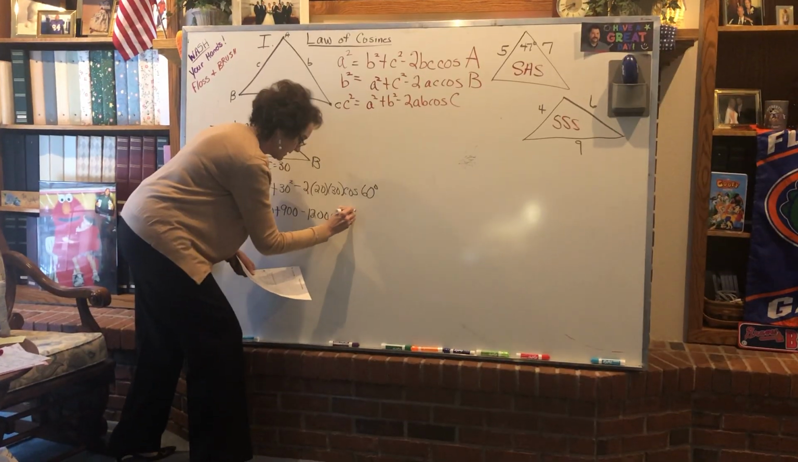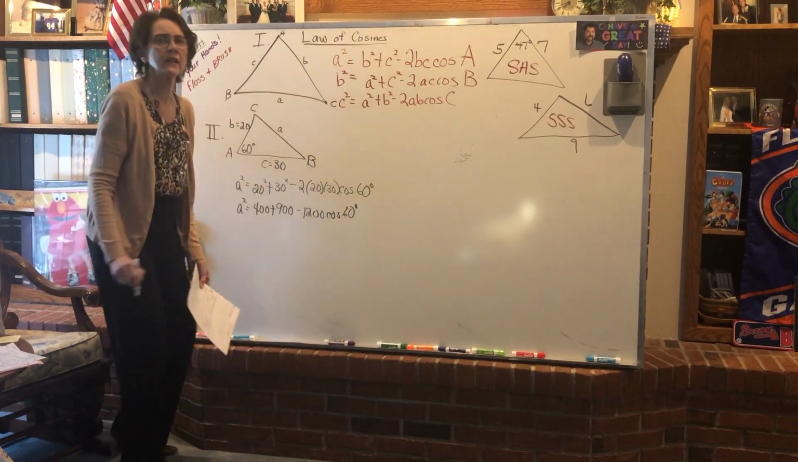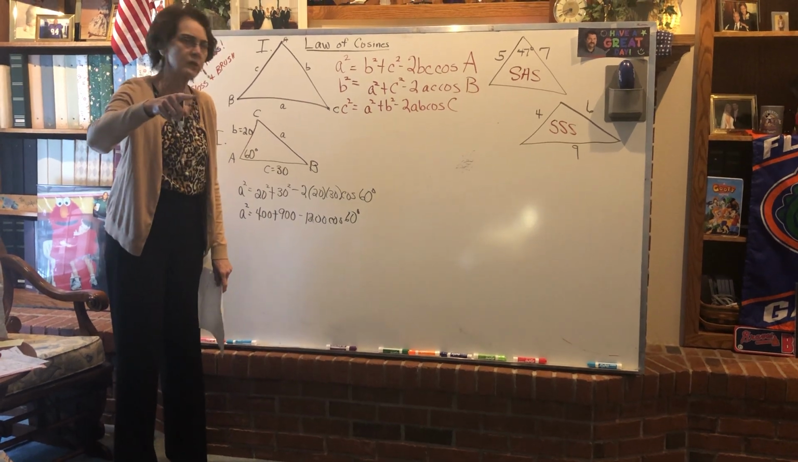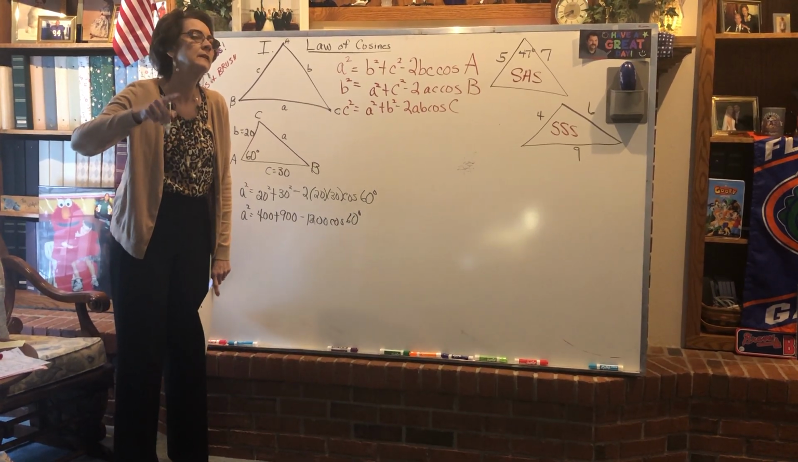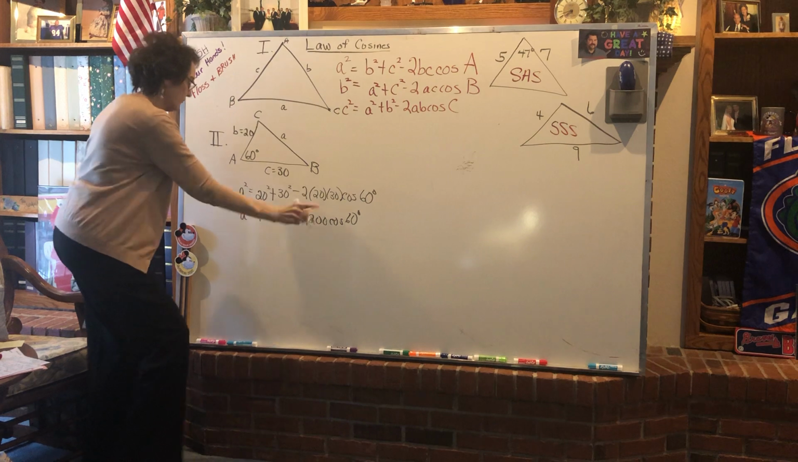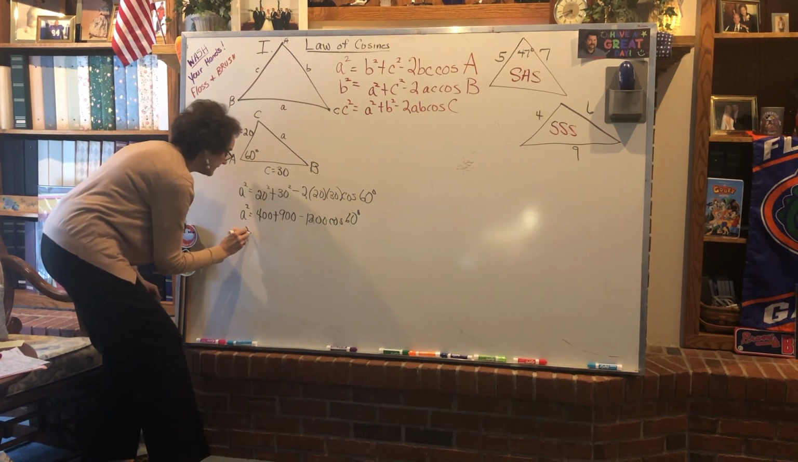Cosine of 60. What is the cosine of 60? You should know that. 60 degrees. You should know that. 1/2. Anyway, so you finish it out, you'll get 700.